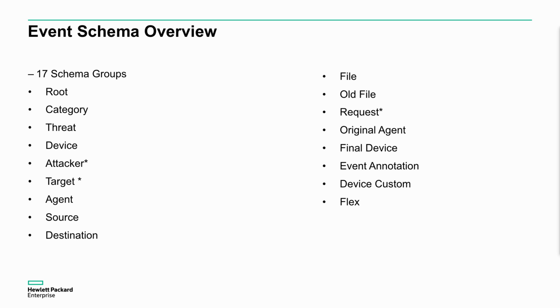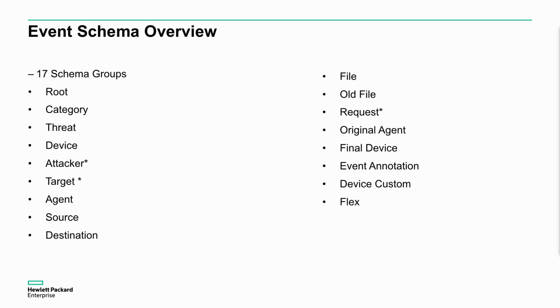Then there's a request. It's typically focused around things like the request URL and so on, but again, that's a derived one, so we'll come back to that one in a minute. We have the original agent. If we're forwarding through multiple connectors, which again is a perfectly viable architecture, there'll be an originating agent and then that goes through a forwarding agent. So you'll have multiple layers of those so we can track what's going on. The same goes with the final device if we go through multiple devices.